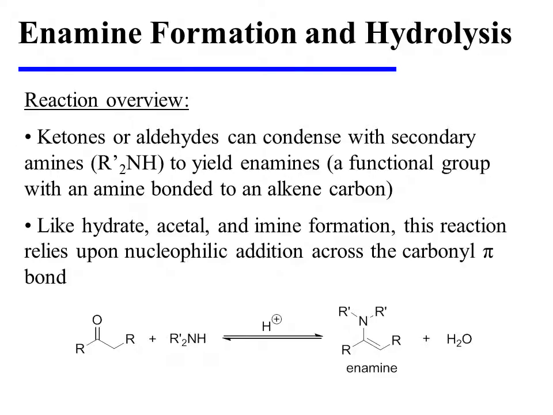Ketones or aldehydes can condense with secondary amines to yield enamines. An enamine is a functional group with an amine bonded to an alkene carbon. Much like hydrate, acetal, and imine formation, this reaction relies upon nucleophilic addition across the carbonyl pi bond.